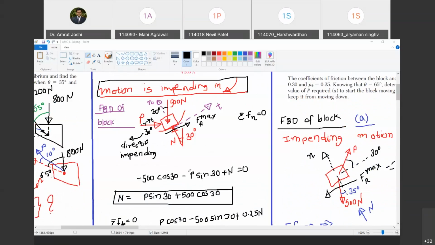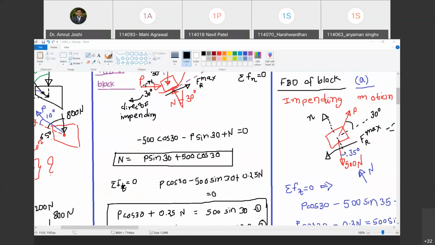Now what is going to change is the second equation, that is, summation of all the forces in tangential direction. As I have changed this Fr max direction to the downward sense, the only term that is going to change is this 0.25 times N. Its sign is going to be negative. Do you agree with me?